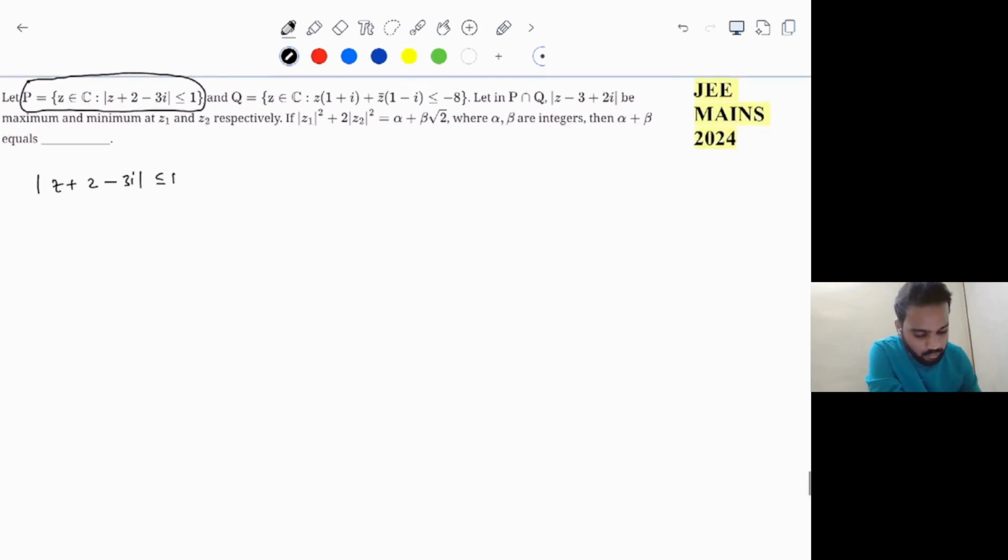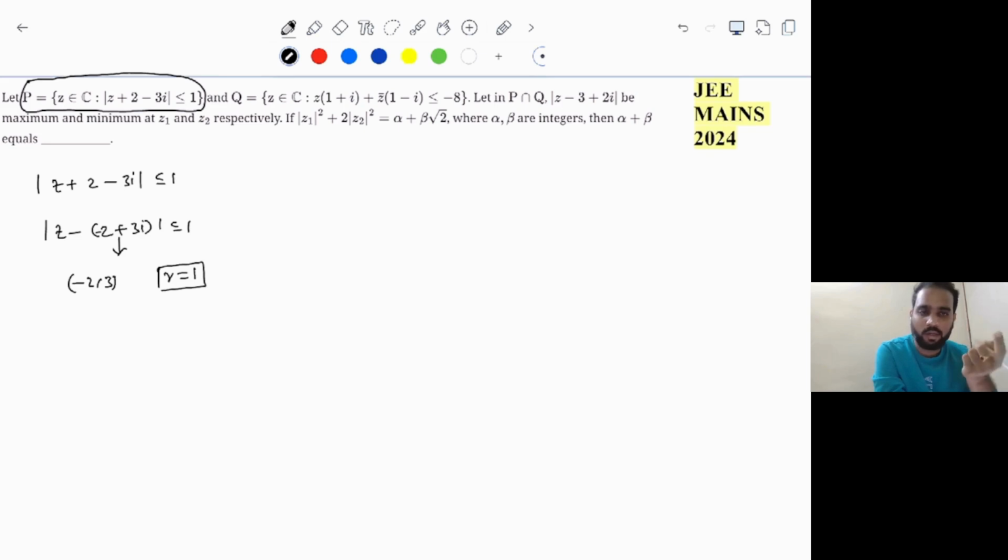And once again, we know how to simplify this one, right? Which will be modulus of z minus (minus 2 plus 3i) less than or equal to 1. So clearly this is the center, right? So the center coordinates are minus 2 comma 3. And the right hand side, the radius, is equal to 1. And once again we have the less than or equal to 1 symbol. So clearly it is on or inside the circle with center minus 2 comma 3 and radius equal to 1.